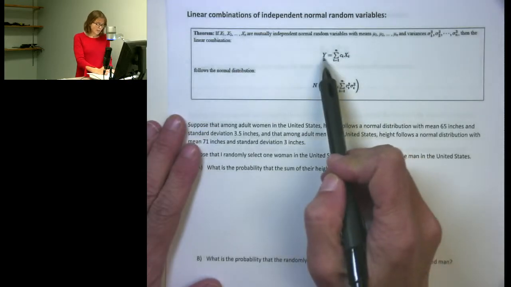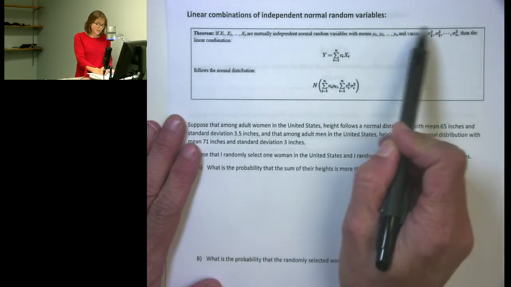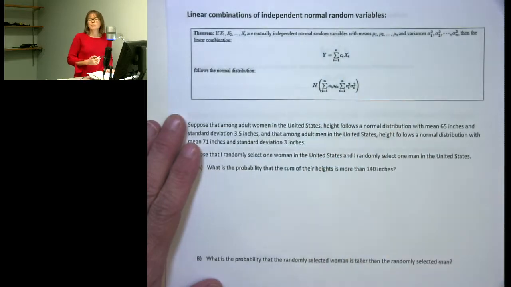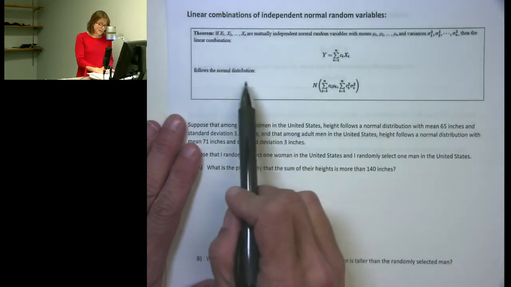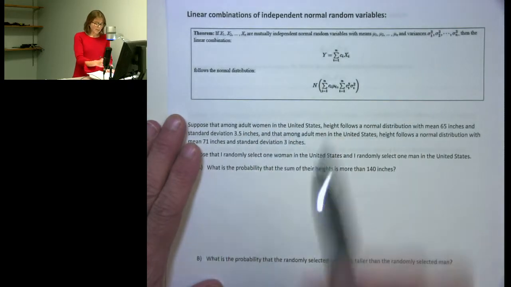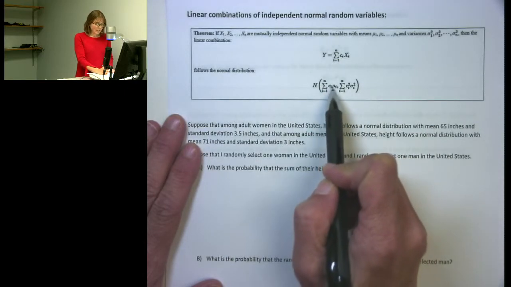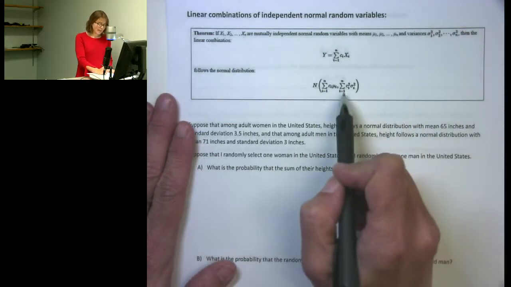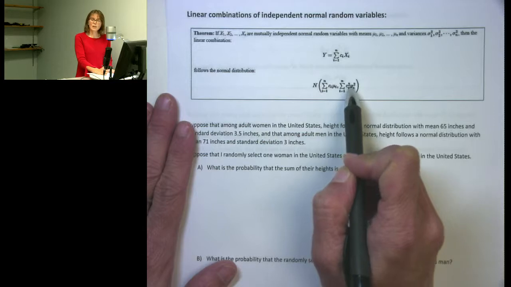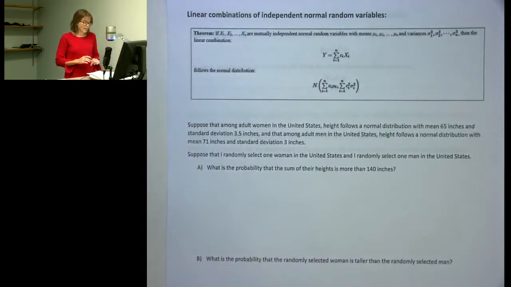Then the linear combination that we make by taking each of those random variables and multiplying it by some constant, and then adding that up to make a linear combination, is going to have a normal distribution also. We can find the mean of that normal distribution by taking the sum of those constants times the means themselves, and the variance by taking the constants squared times the variances and adding those all up. So that tells us how to find the distribution of a sum of independent normal random variables or any linear combination of them.